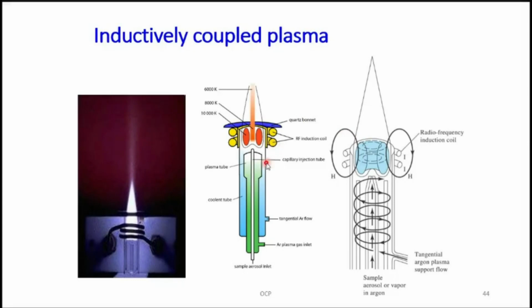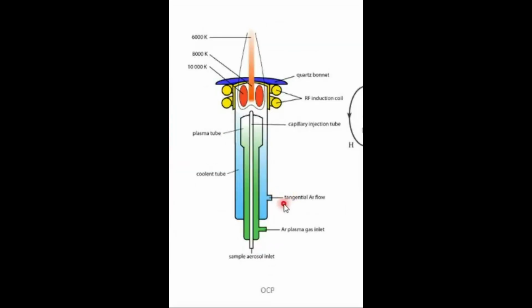These two are different representations of the construction of the same inductively coupled plasma source. We will see both of them. Both are easy to understand. Let's start with the middle one, that blue color jacket. This is the coolant tube. That means you need to cool something, so that is done with tangential airflow, which comes around here.